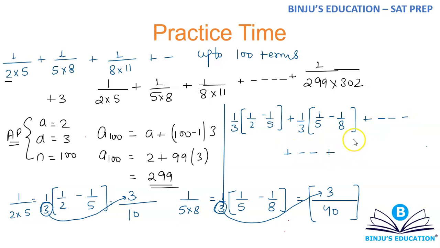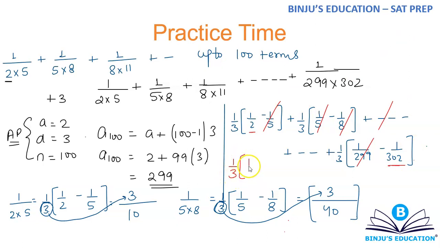You can write it up till 1 by 3 (1 over 299 minus 1 over 302). Now the terms are going to get cancelled out, and I'm not changing my series also. So everything is going to get cancelled, and you will again be left with the half and minus 1 over 302. And of course, you're going to have 1 by 3 outside the bracket. So your last thing is 1 by 3 into (half minus 1 over 302).